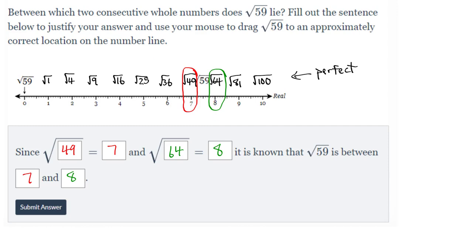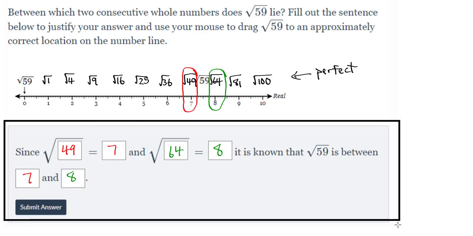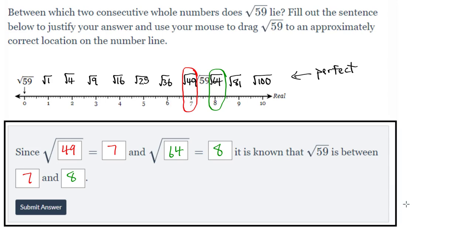Oh, and lastly, again, as far as appropriate work, don't forget to write this down on your sheet of paper and box it. Get into the habit of boxing it.